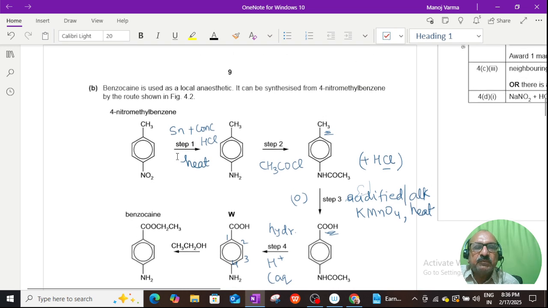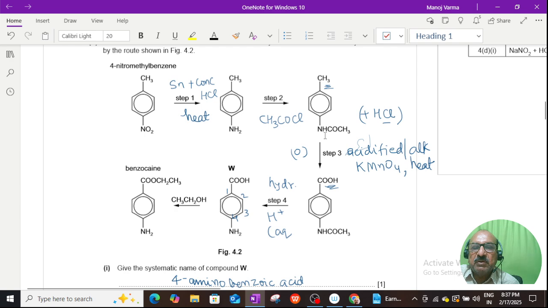In step 1, you can see that the nitro group is reduced to NH2 group, which is done with the help of tin and concentrated HCl, which is heated. These are the conditions you will find in your textbook for the reduction of the nitro group. So these are the reagents and conditions. In step 2, there is an acylation reaction taking place. The H is replaced by COCH3, so HCl will be the byproduct and this will be the reagent.